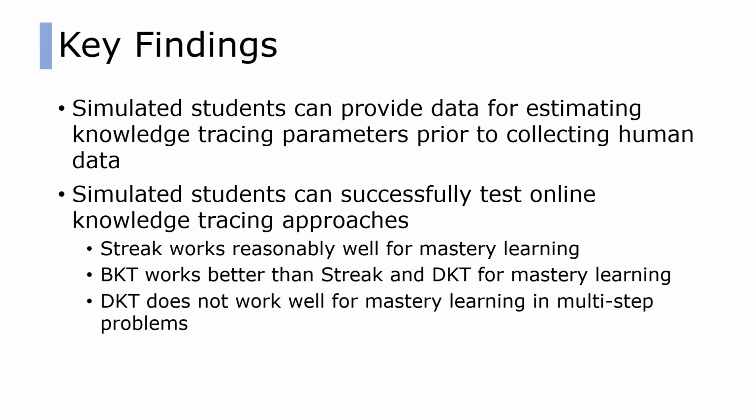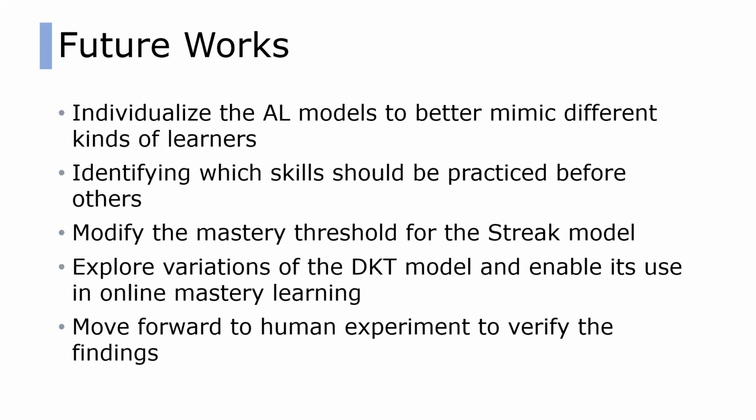To summarize, our results show that simulated students can successfully test online knowledge tracing approaches. The strict model works well for mastery learning and has reasonable efficiency, though it seems that this model is giving a bit more practice than strictly necessary. The BKT models also work well for mastery learning and generally seem to have the best efficiency of the approaches we compared. Multiple studies suggest that the DKT model has good predictive performance for offline predictions, but we found that it does not seem to work properly for online knowledge tracing, particularly in cases where problems have multiple steps. We also have a number of additional future directions we would like to explore.